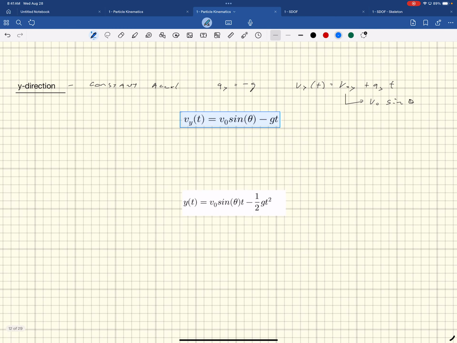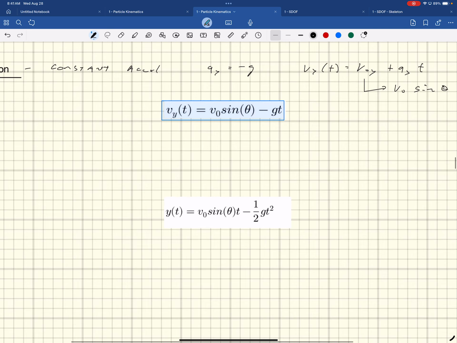And lastly, Y is a function of time equal to Y naught plus V naught Y times time plus 1/2 AY T squared. Y naught starts out as 0 in this particular case, and everything else I could substitute in, and this is what we get.